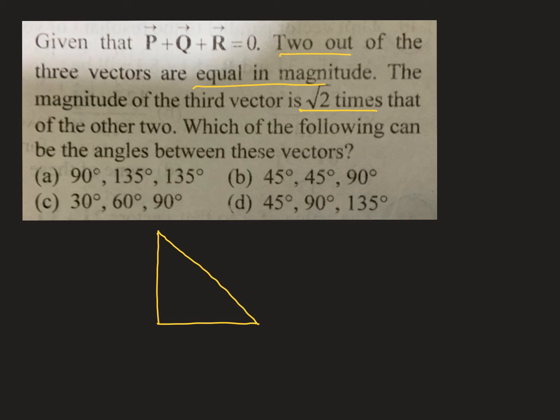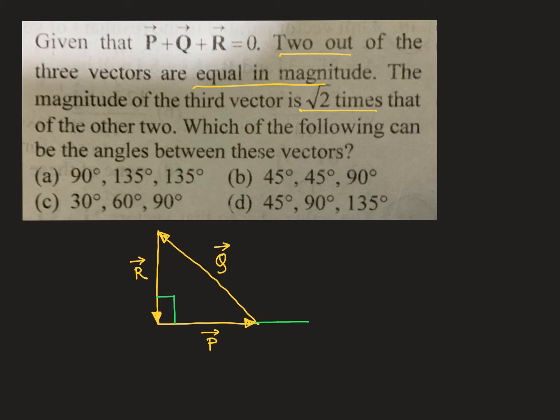Now these are the vectors. So vector P plus Q plus R equal to 0, whichever taken in order. So I can consider this P, this Q, and this R. Their sum is equal to 0, and there is a right angle there. You have to find out which of the following can be the angles between these vectors.